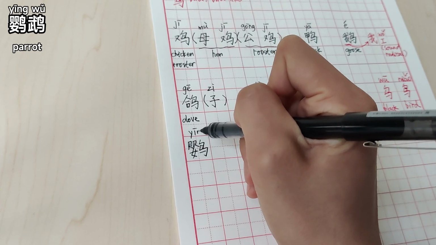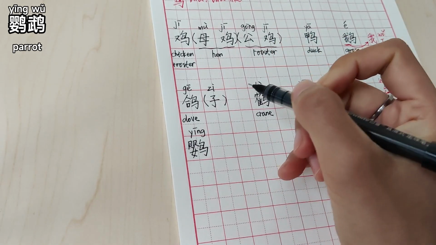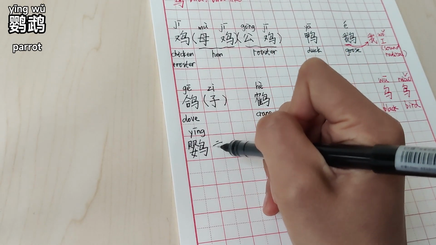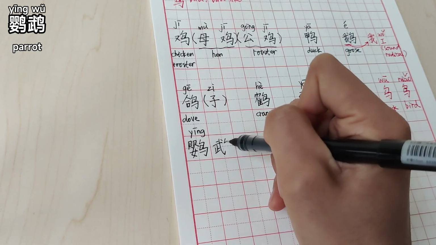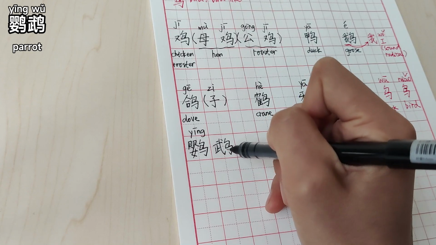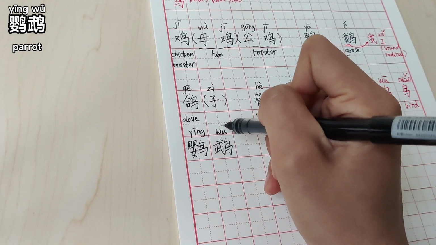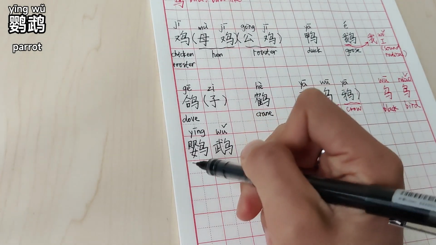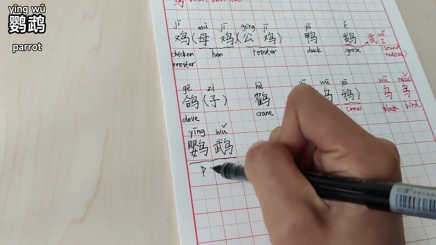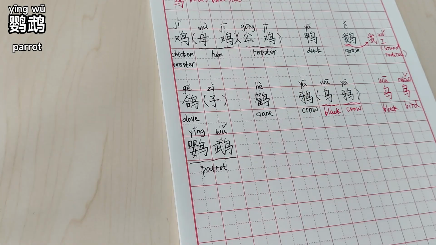This is 鹰, and then this is 舞. 鹦鹉 together is the parrot. And I know it's quite complicated.